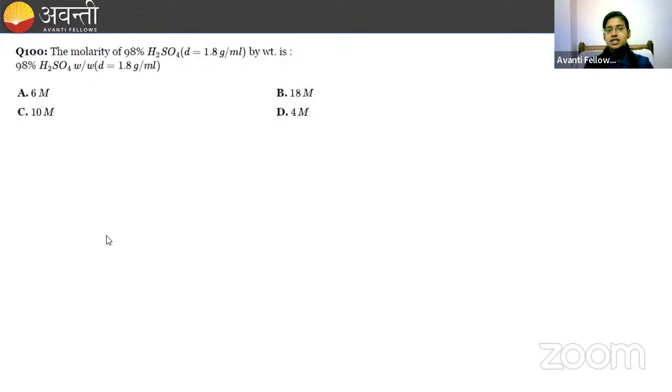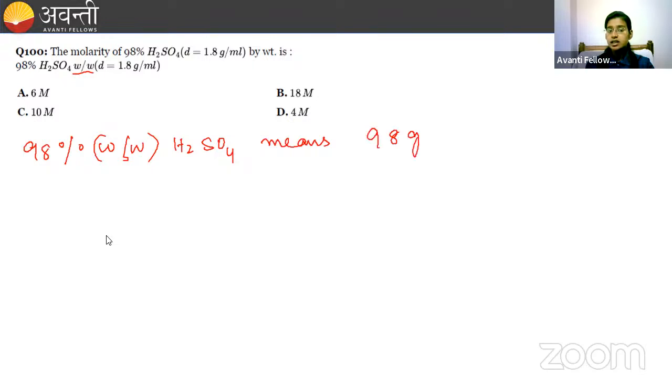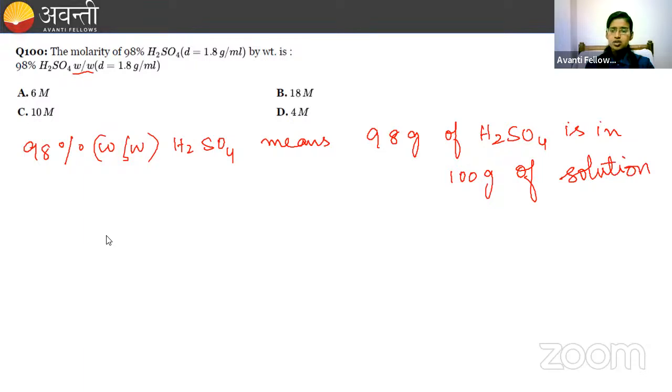Now moving on to the last question for this session, question number 100. The molarity of 98% H2SO4 by weight is. So the density of H2SO4 is given and the concentration is given as mass by mass percentage, W by W. What is the meaning of this? 98% mass by mass H2SO4 means 98 gram of H2SO4 is present in 100 gram of the solution. So this is the meaning of mass by mass. The mass of the solute is given, and we have the mass of the solution.